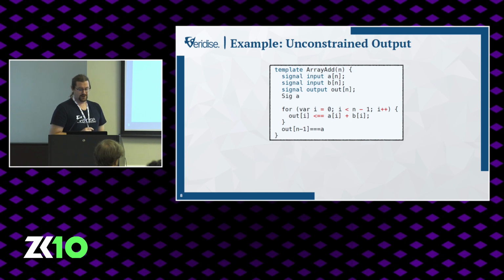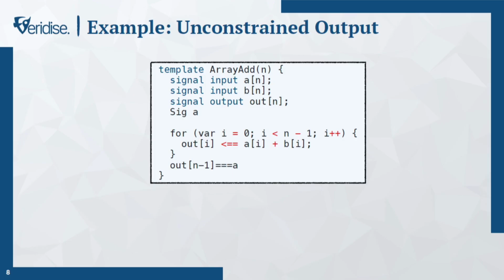I've already given you a hint that there's an unconstrained output signal. It's a fairly contrived example just to make it easy to look at. There's also apparently a typo that I didn't see, but let's ignore the sig A and assume that it actually defined a signal. But looking at this, can anyone spot the programming error? I'll give you a couple of seconds. Anyone got it?